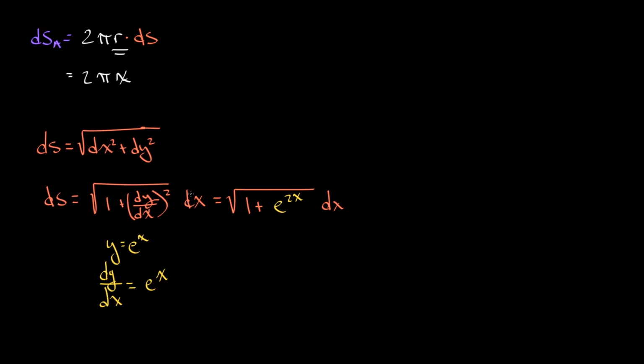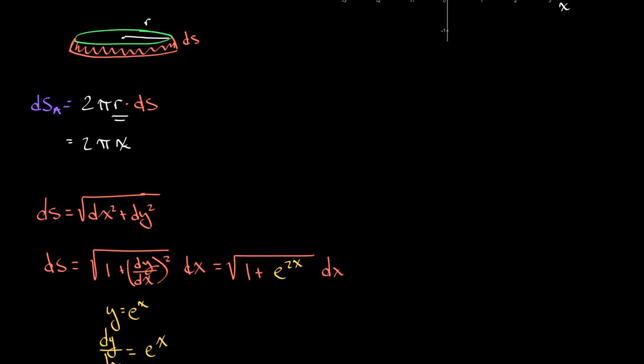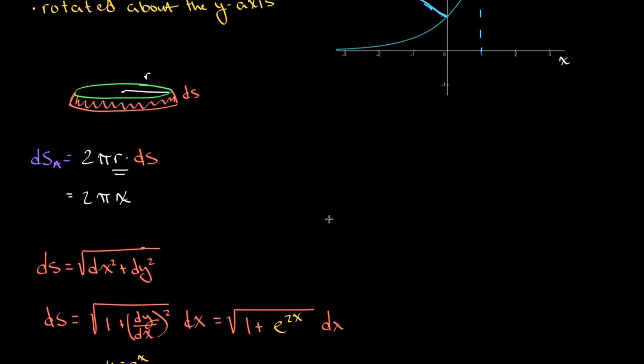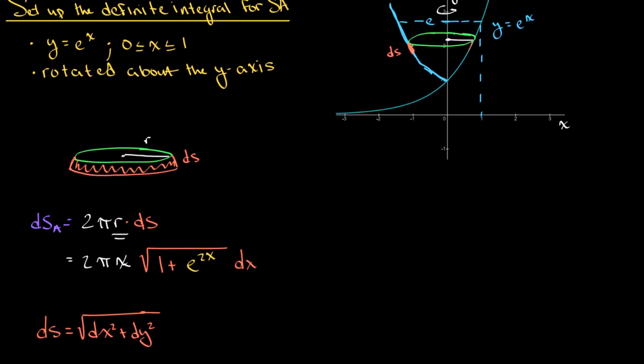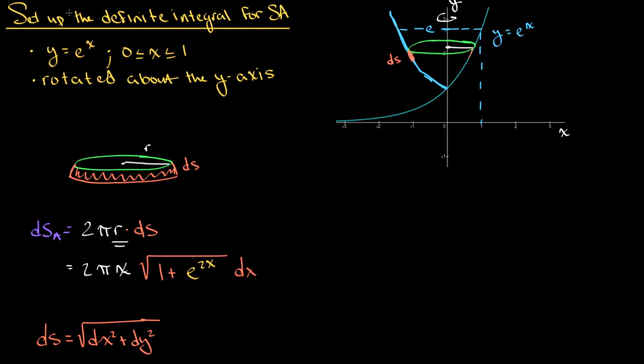And now we have all the pieces we need to construct a definite integral. We're going to sum up all of these. Maybe I can copy paste this, just get this to look nice. There we go. These are our little pieces of surface area. And now all we need to do is throw this into an integral, throw some limits of integration on it, and we'll be done, because all we're doing in this video is setting up the integral. We're not evaluating it here.